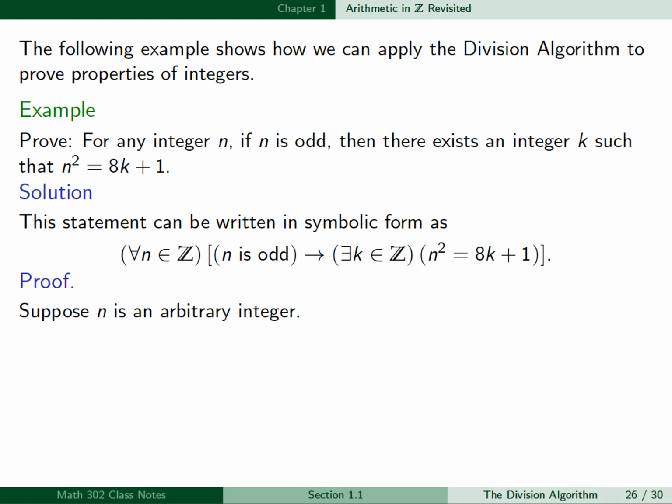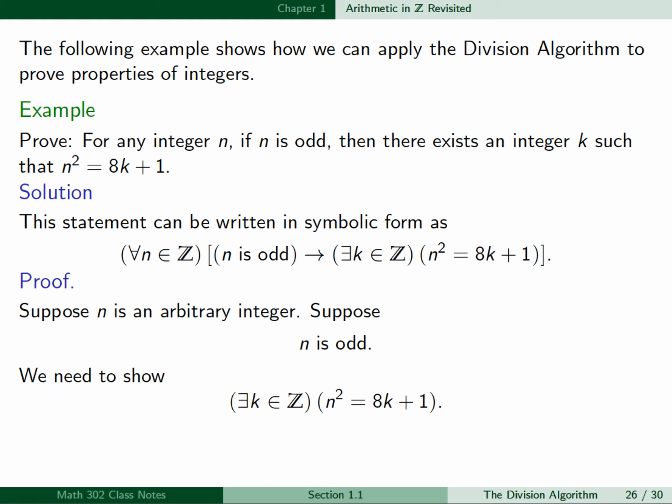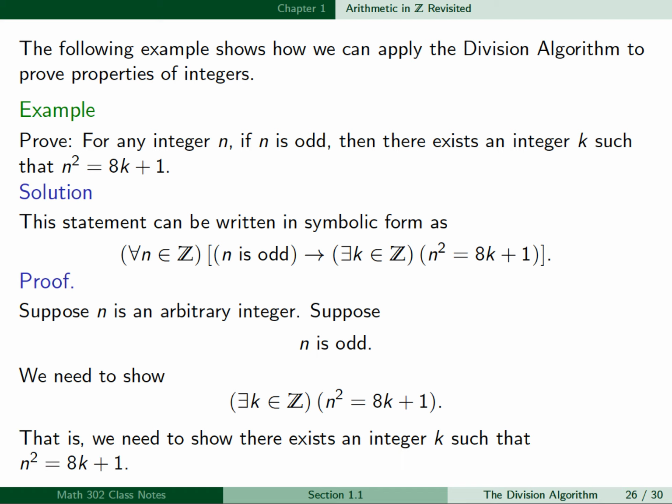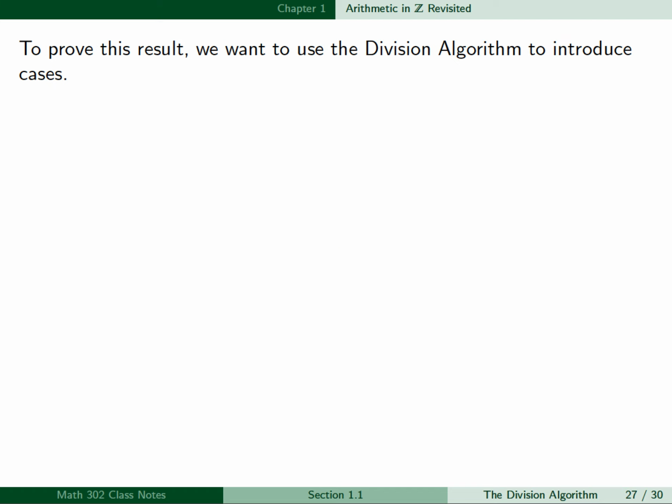To prove this, we'll suppose n is an arbitrary integer. We want to suppose the hypothesis that n is odd. We then need to show the conclusion there exists a k in Z such that n squared is equal to 8k plus 1. Now, to prove this result, we want to use the division algorithm to introduce cases. It may not be clear why we need to use the division algorithm at the beginning of the proof, but as we go through the proof, you'll see how it's helpful.